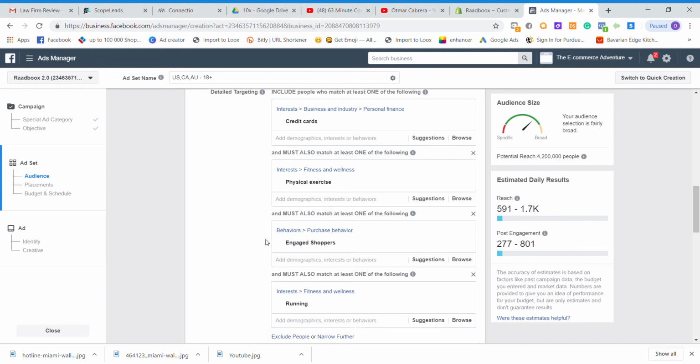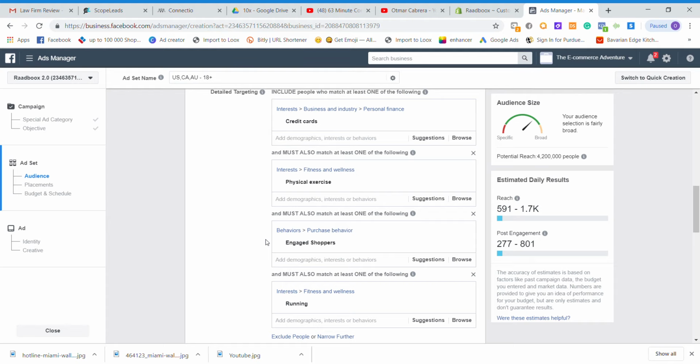So not only am I targeting people with credit cards, but I'm targeting people who do physical exercise, who are engaged in their shopping, and I'm targeting people who run, who are interested in running. And I'm targeting 4 million of them, okay? Now imagine my reach is 591 to 1.7K.